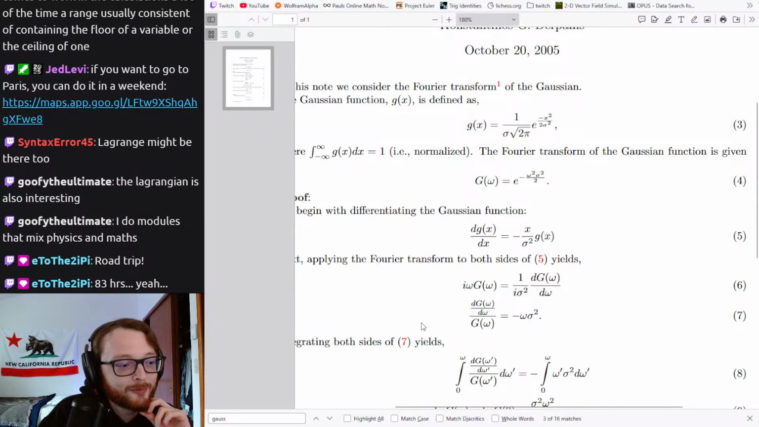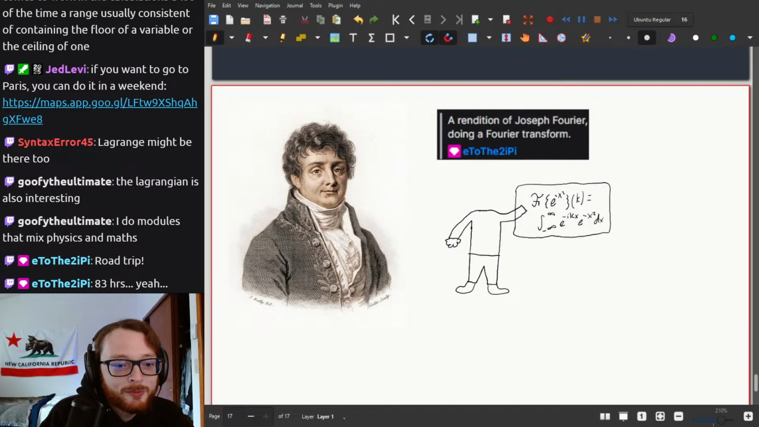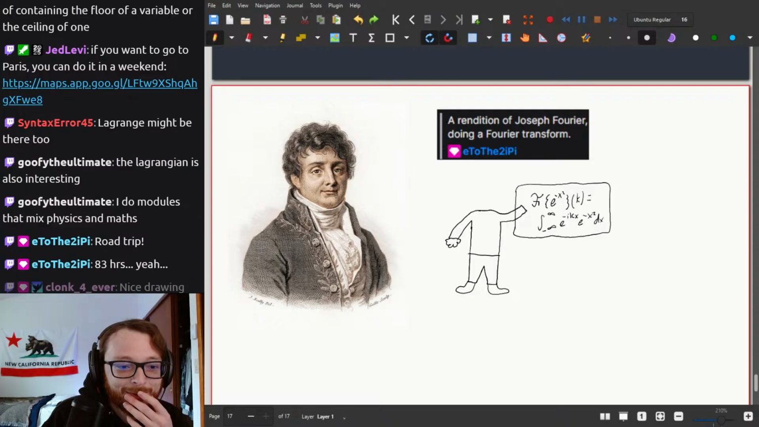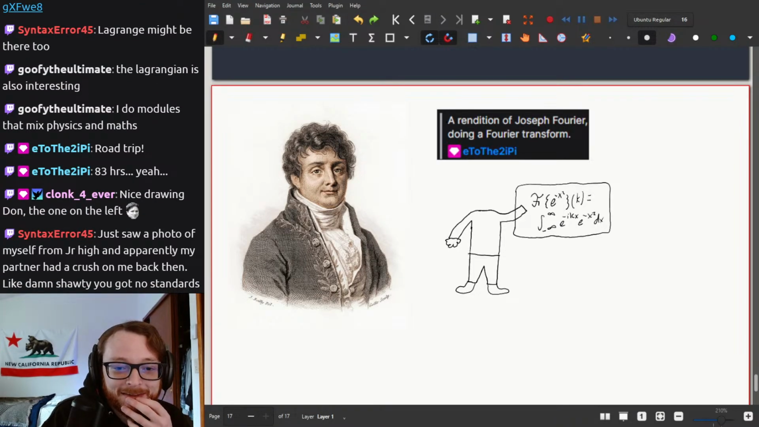You do modules that mix physics and maths? Ooh, nice. Sounds like my kind of thing. Ooh, we should really... He's got such a fancy coat. I can't draw that though. I don't know. I don't know what to do about that. Thank you, Clonk. I learned from you.